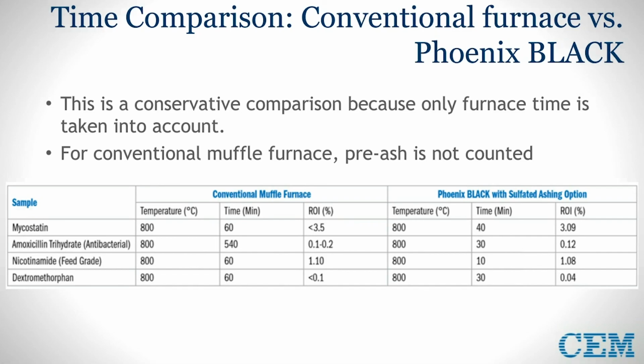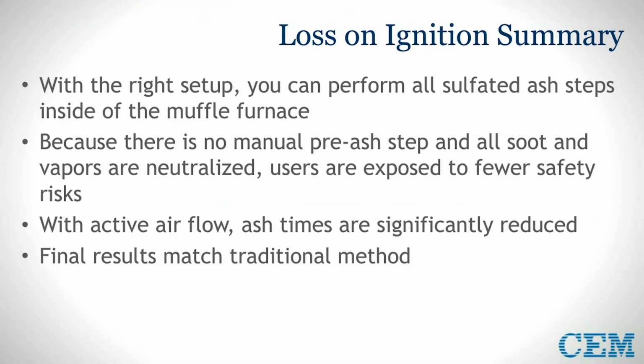So to summarize our loss on ignition section, with the right setup, you can perform all sulfated ash steps inside of the muffle furnace and get rid of the manual pre-ash step. Because there's no manual pre-ash step and all soot and vapors are neutralized, with the setup I've shown you here, users are not exposed to any safety risks such as open flame. With active airflow, ash times are significantly reduced, so we go down from 9 hours to as little as 10 minutes, and final results match very well with the traditional method.